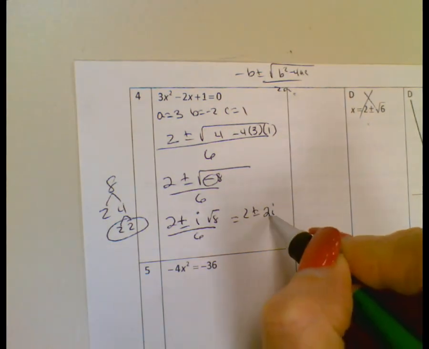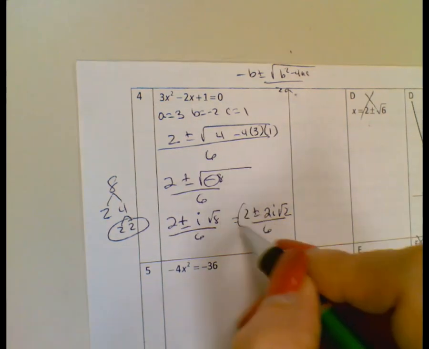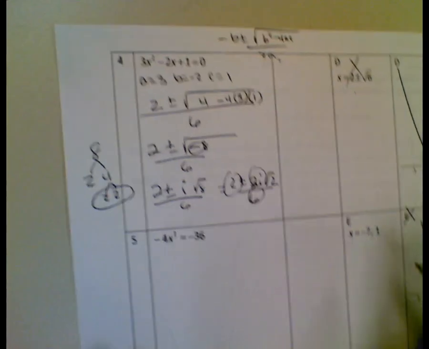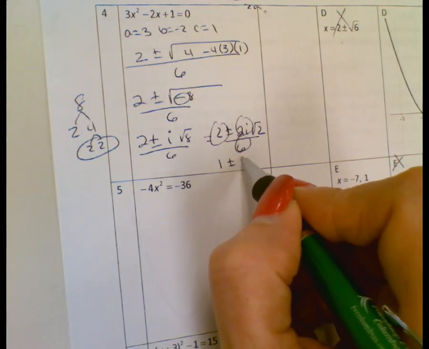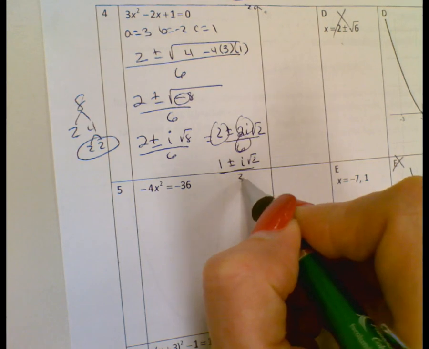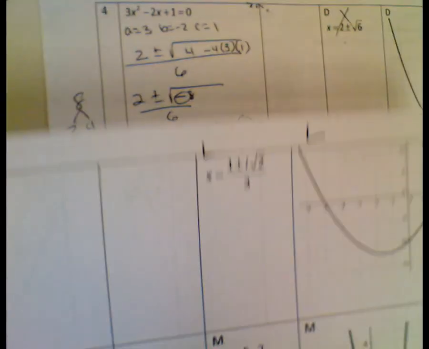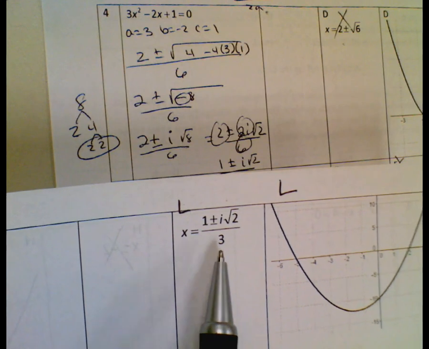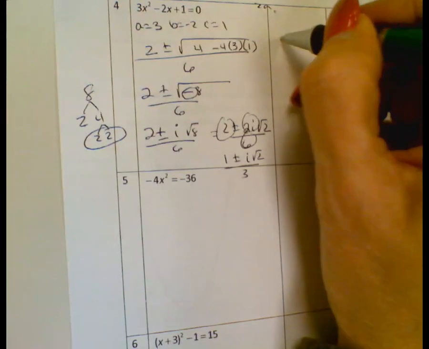Bring the 2 out with the i. Radical 2. There's still a 2 right there. Over 6. Do we have a division triangle? We do. Take a 2 out of all of these. 1 plus or minus 1i radical 2 over 3. So we're going to hunt for that answer. And it looks like it is letter L right here. Look at letter L. I'm going to cross this out. I'm going to write L.